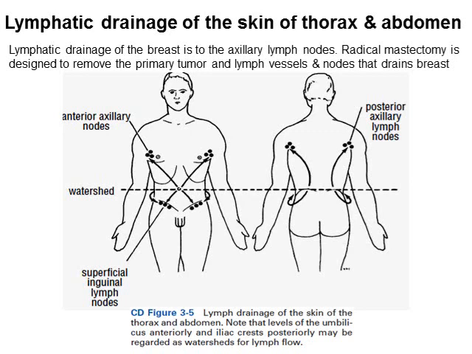It runs at the level of the umbilicus anteriorly and at the level of the iliac crest posteriorly. The skin of the thorax and abdomen above this level is drained by the anterior axillary lymph nodes in the front and by the posterior axillary lymph nodes in the back. Everything below this level in the front is drained by superficial inguinal lymph node, and also in the back it's drained by the superficial inguinal lymph node.